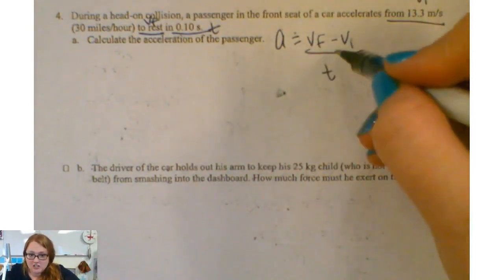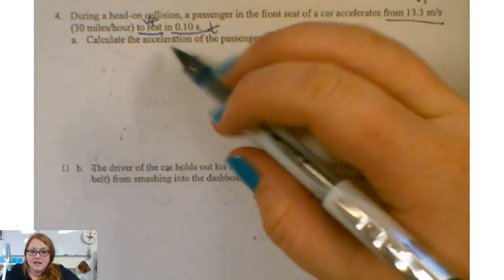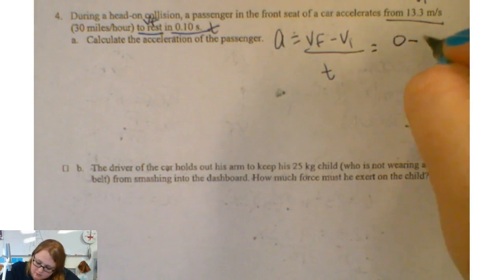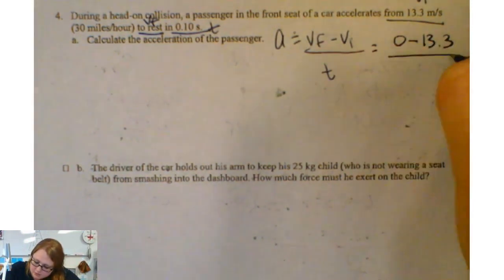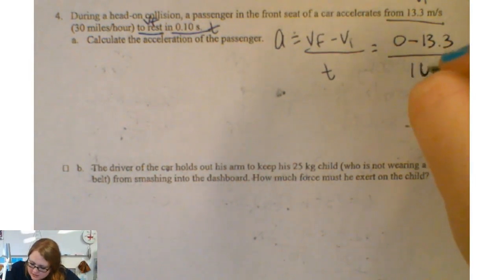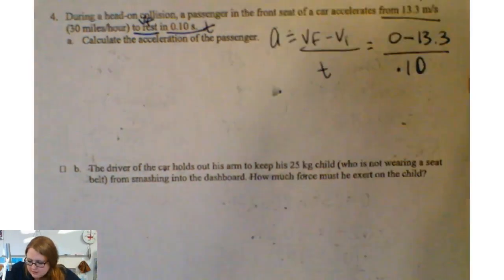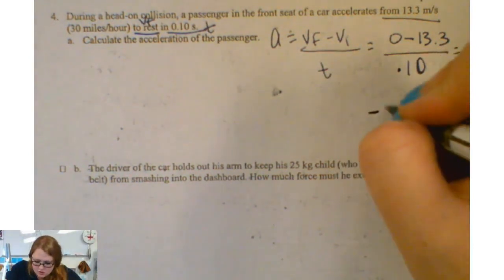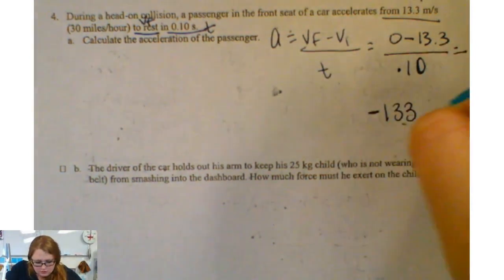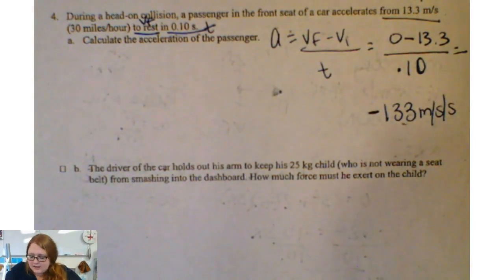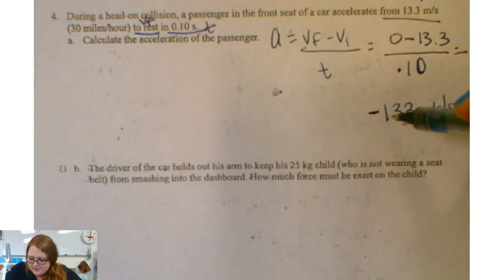Acceleration is the change in speed. We're going from 13 to 0. So my final speed is 0 minus 13.3, which is my initial speed, over time, which is 0.10 seconds. You get negative 133 meters per second squared. Now I might be like, okay, why is this negative?